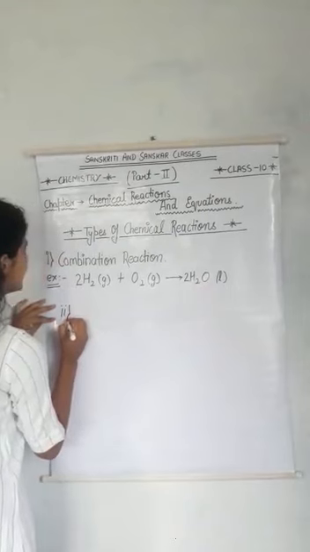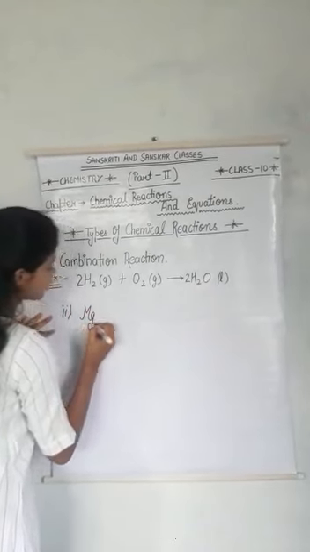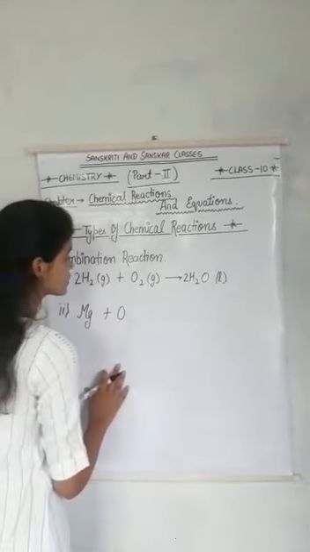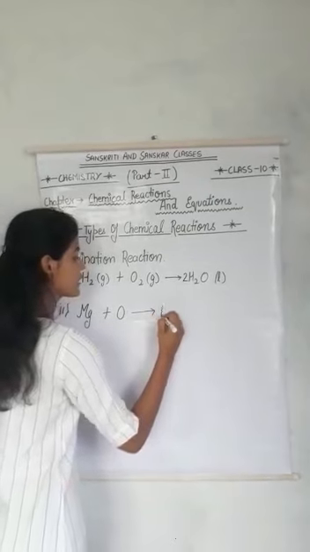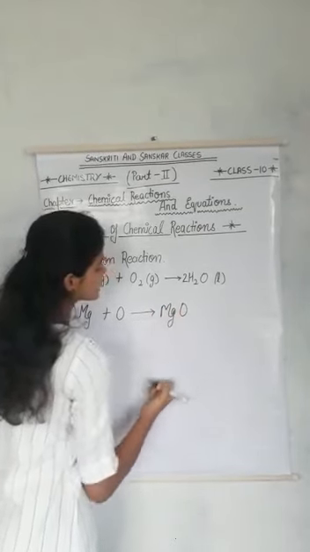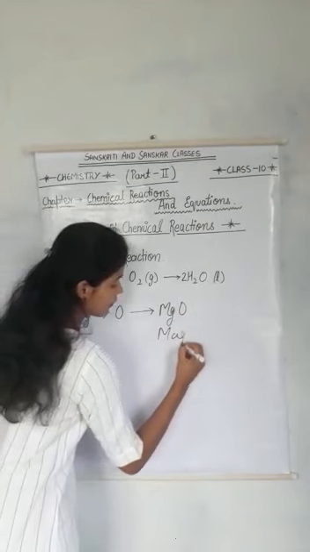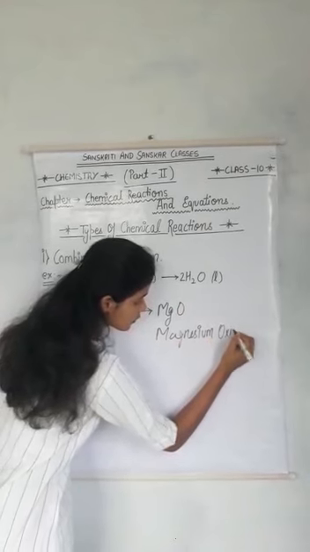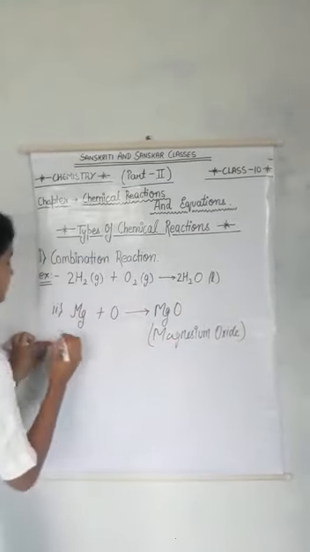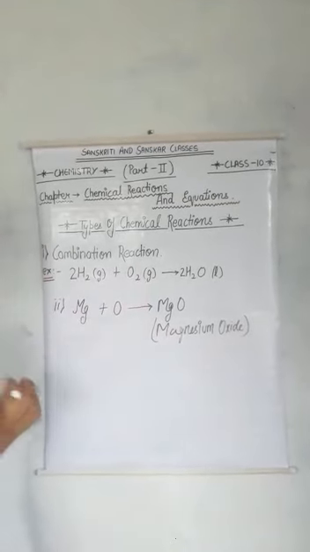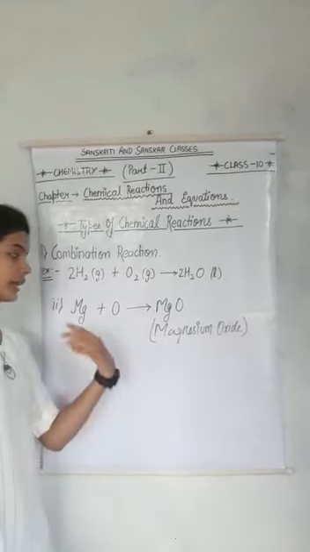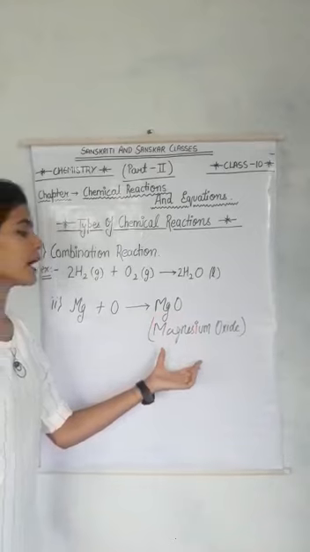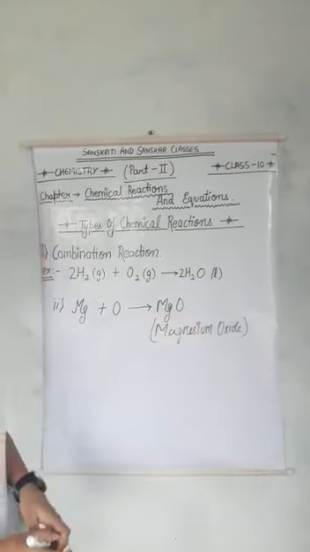Second example, we can take magnesium, formula Mg, plus oxygen found in air, that is O2, gives us what? MgO, that is magnesium oxide. So here also magnesium and oxygen are combining to form a single product, that is magnesium oxide. I think you all have understood.